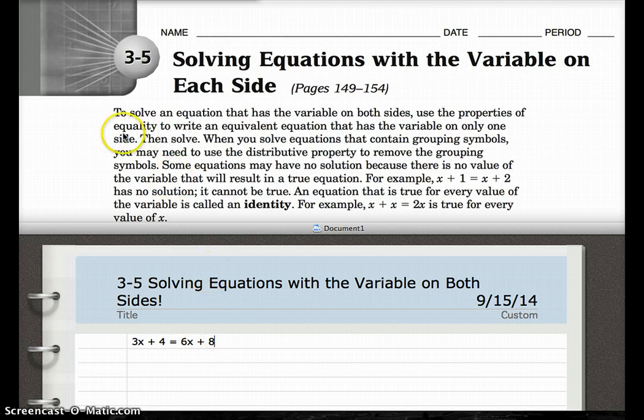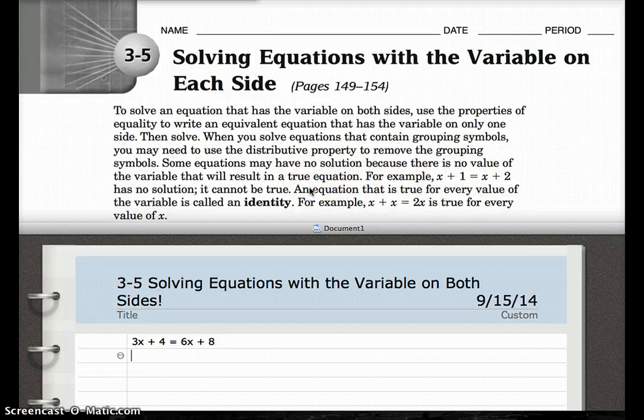So in this paragraph up here, it says to solve an equation that has the variable on both sides, use the properties of equality to write an equivalent equation that has the variable on only one side, then solve. When you solve equations that contain grouping symbols, those are also known as parentheses, you may need to use the distributive property to remove the grouping symbols. Don't worry about the word grouping symbols, they're just using the fancy term for parentheses. Some equations may have no solution because there is no value of the variable that will result in a true equation. We'll get into those later, don't worry about reading the rest of this for right now.